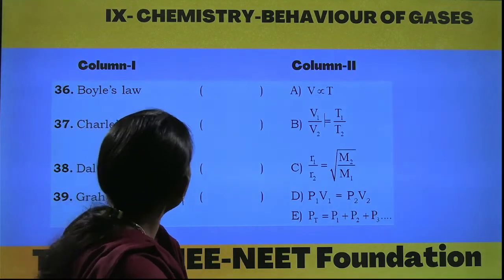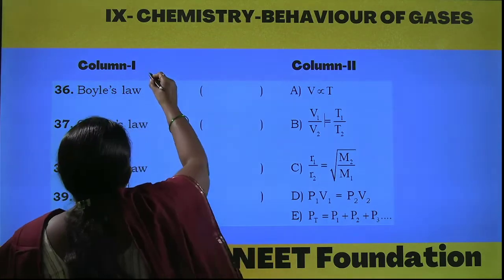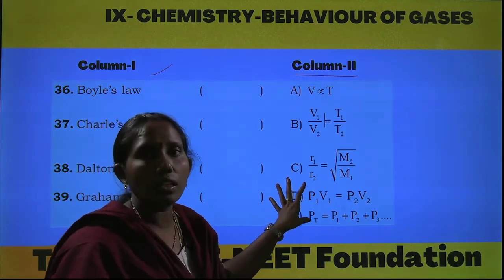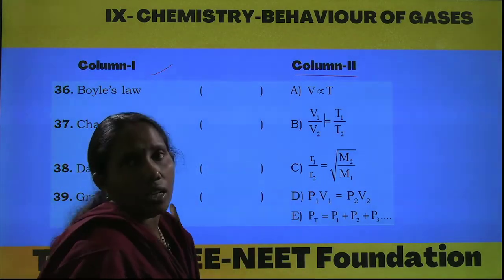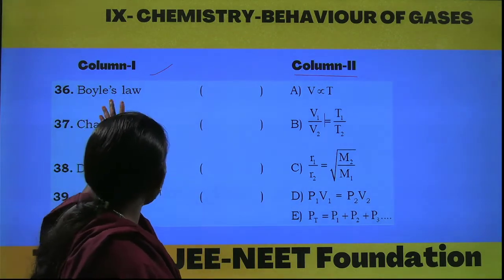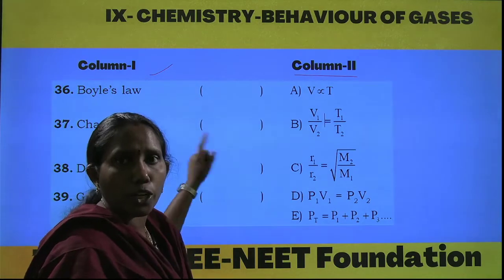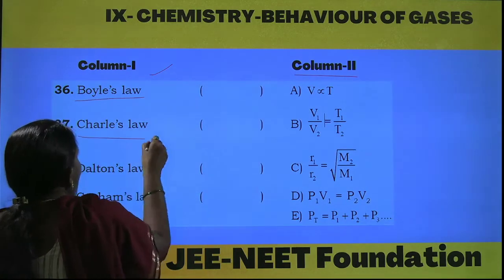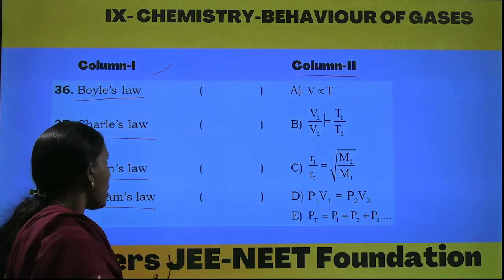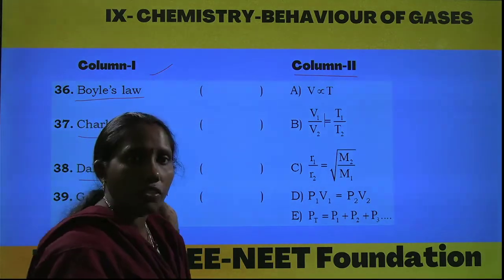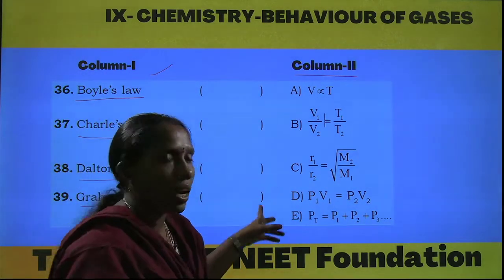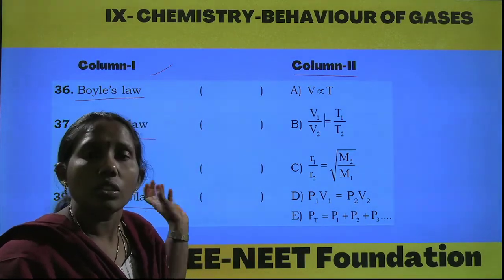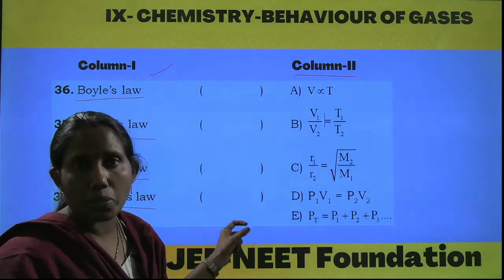First matrix matching. Here they have given 2 columns, column 1 and column 2. On this side they have given the laws and on this side the mathematical expressions for the respective laws. So, we have to match the mathematical expression correctly. The first one is Boyle's law, the second one is Charles' law, then Dalton's law and Graham's law. So, in column 1 they have given different laws and in column 2 different mathematical expressions. We have to match the correct mathematical expression to the correct law.